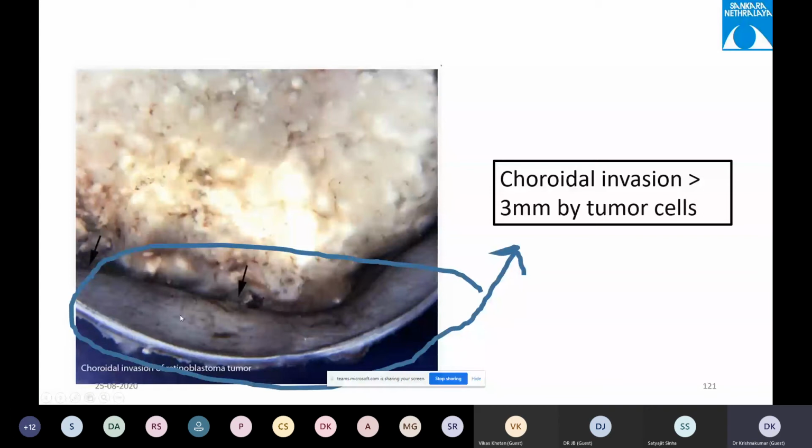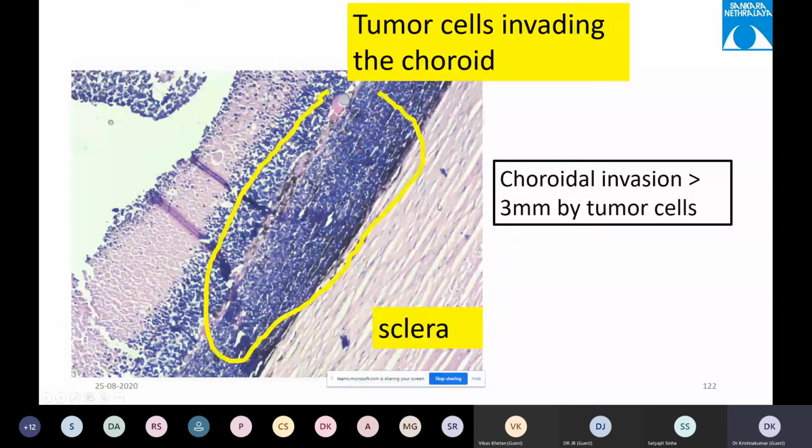Whenever you see choroid, is it diffuse or focal? Here we say diffuse invasion of choroid more than 3 millimeters comes under high-risk histopathology. Once again, you find sclera. You find the RPE. You find tumor cells here. You find the posterior segment. You find the tumor cells are fully invading the choroid, more than 3 millimeters. And if they touch the sclera also, it means it is high-risk retinoblastoma.